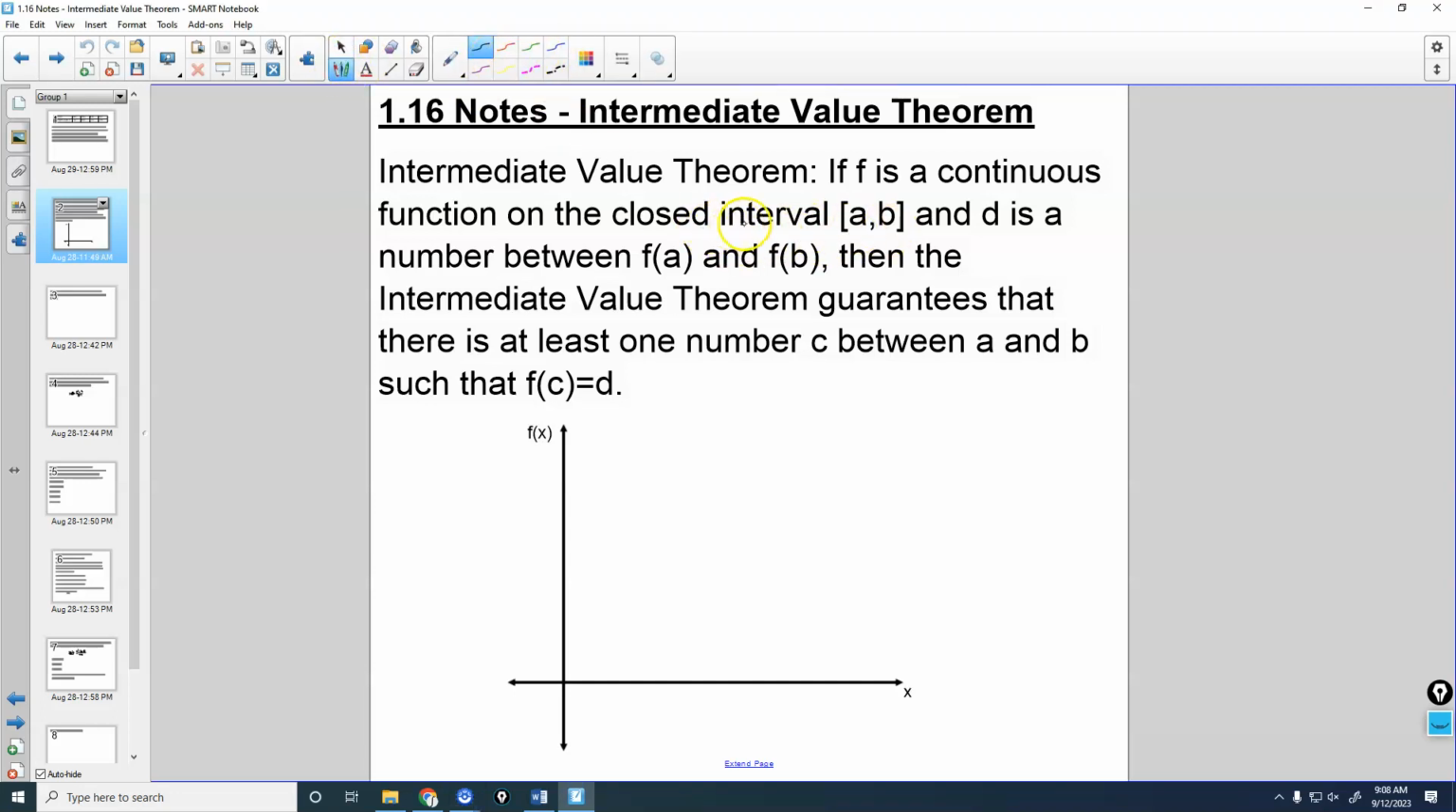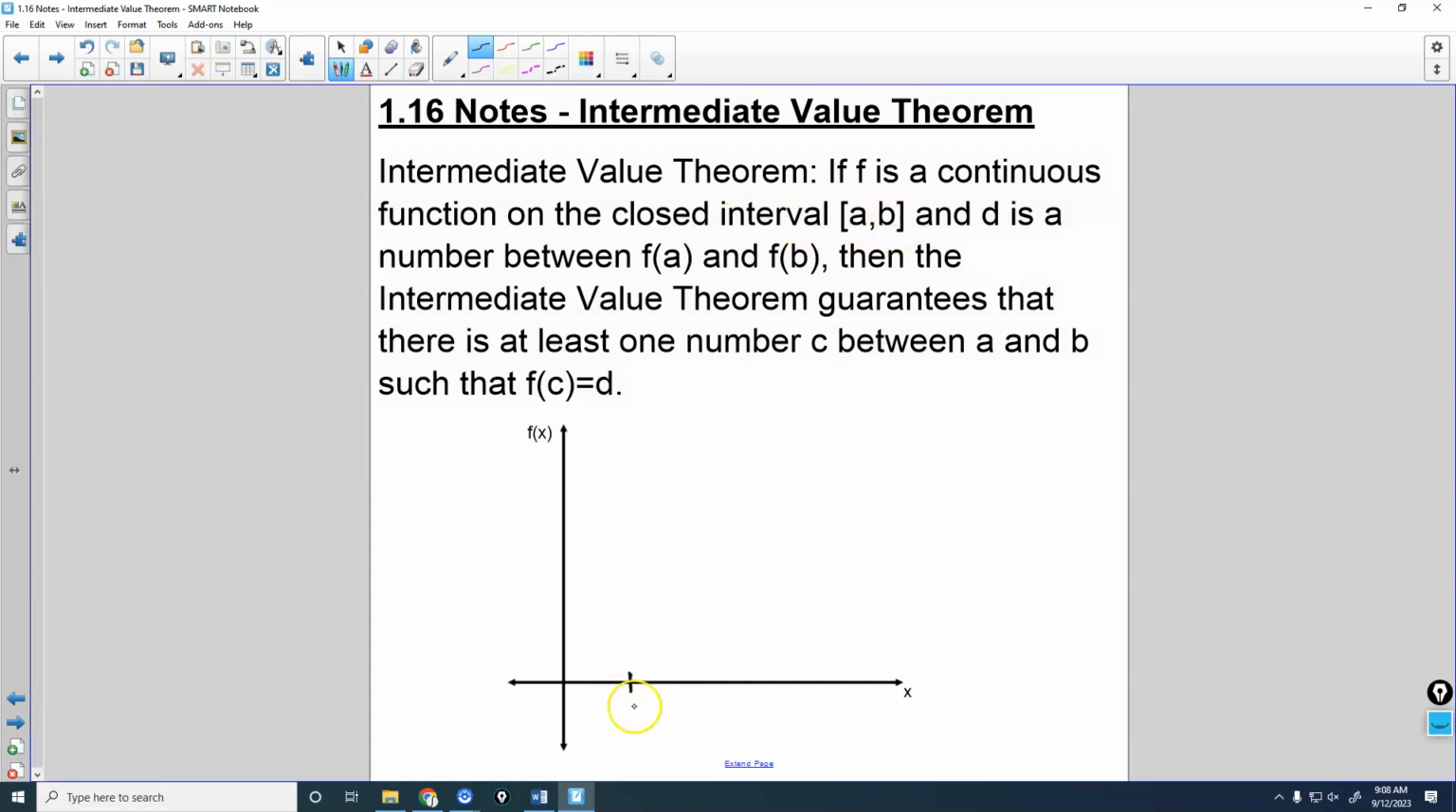So we have a closed interval from a to b. That means you have an a here on the x-axis and a b somewhere else, and a is lower than b. And we have a function f that is continuous. So I'm just going to put a dot here and a dot here, and it really doesn't matter what happens in between these dots, but we know it's continuous.